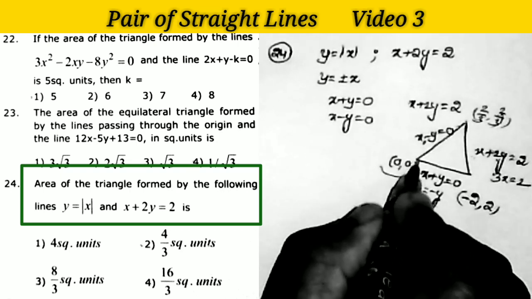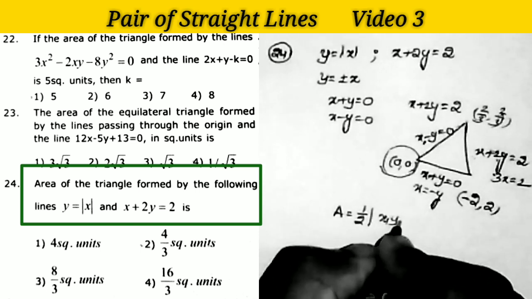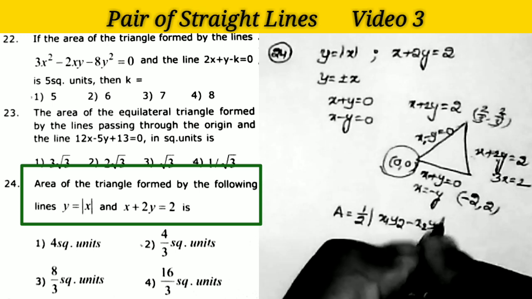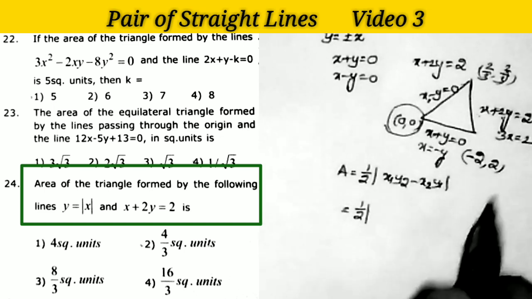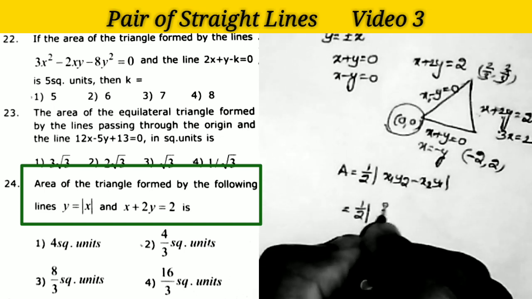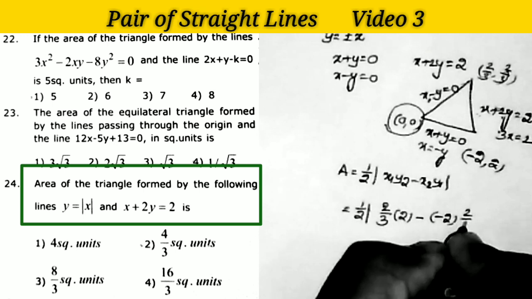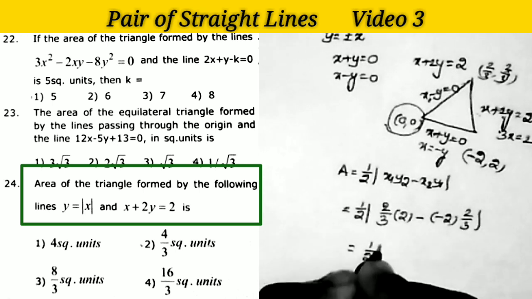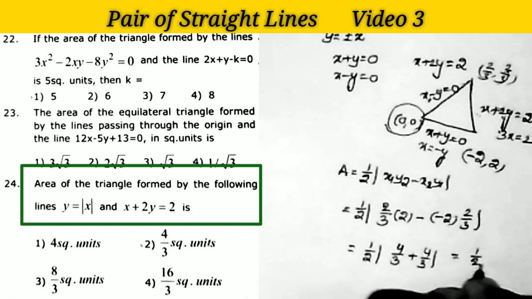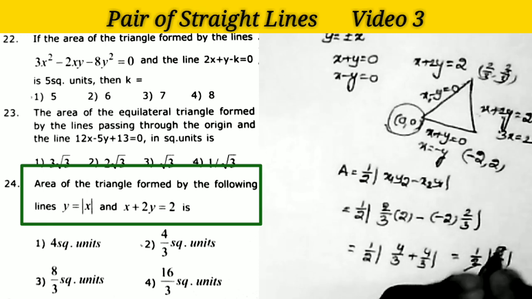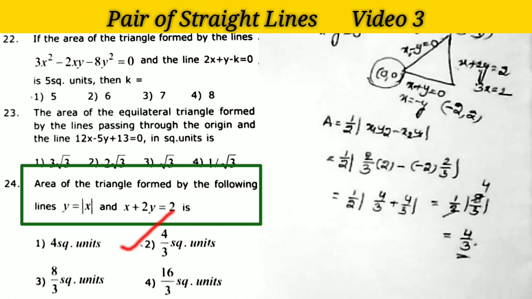Now clearly here one point is 0, 0, so what is the area formula? Half into modulus of x1 y2 minus x2 y1. This is x1, y1, this is x2, y2. So x1 y2: 2 by 3 into 2, minus x2 y1: minus 2 into 2 by 3. Therefore, 1 by 2 modulus 4 by 3 plus 4 by 3. 4 by 3 plus 4 by 3 is equal to 8 by 3. So, 8 by 3 into half. Therefore, area is equal to 4 by 3, and that is the second option. That's all. This is the answer.